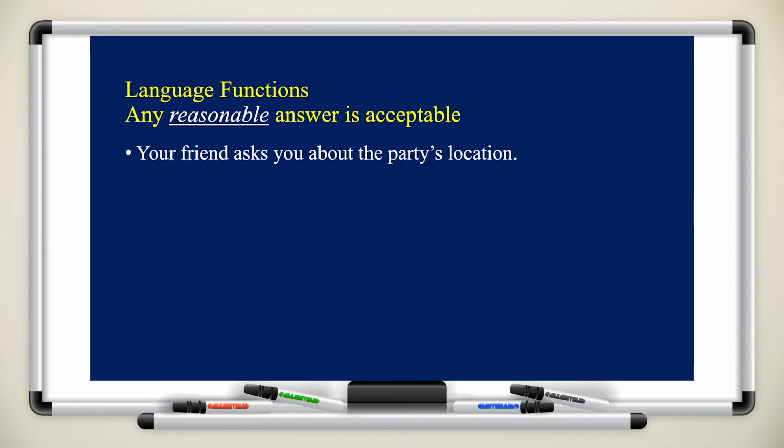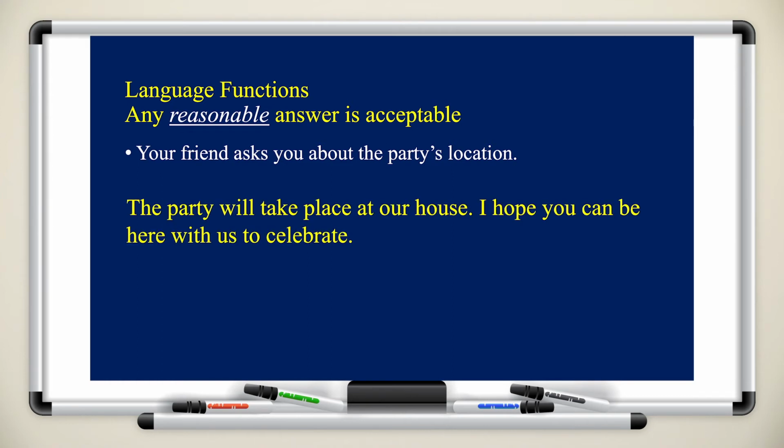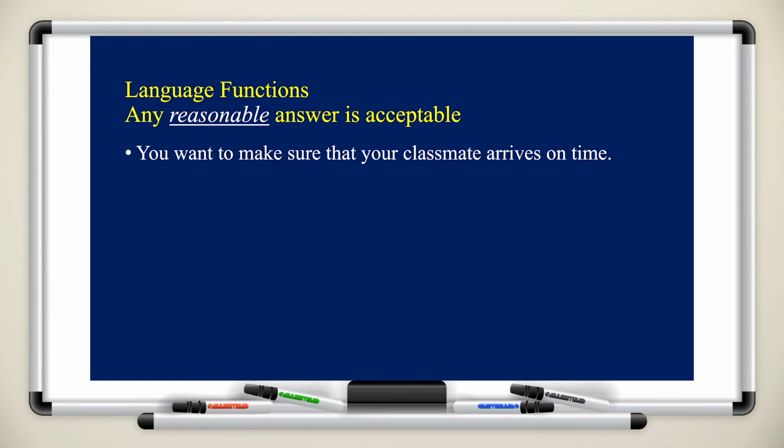Next, your friend asks you about the party's location. So he wants the location of the party. So, the party will take place at our house. I hope you can be here with us to celebrate. So I gave the place and I made sure that he's coming. I want to know if he's coming. Two sentences here: the party will take place at our house and I hope you can be here with us to celebrate. Okay? Final question.